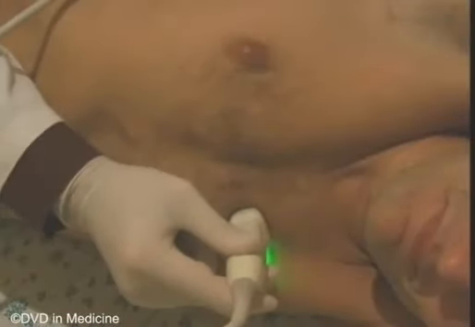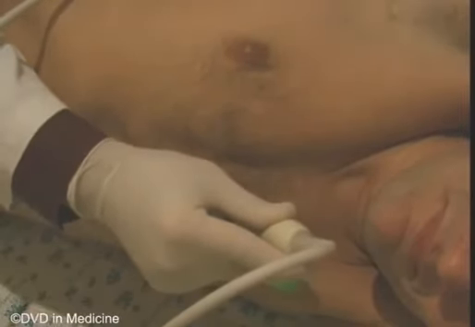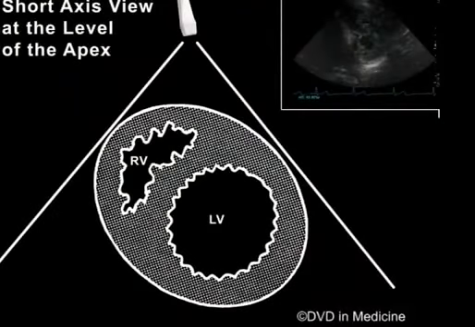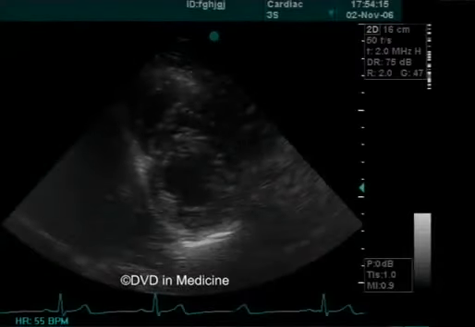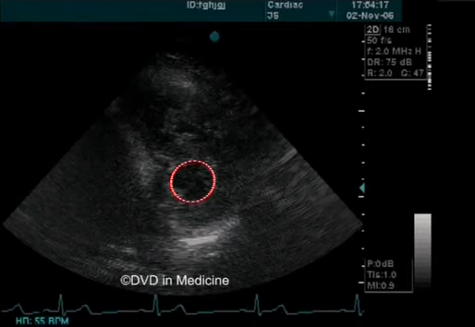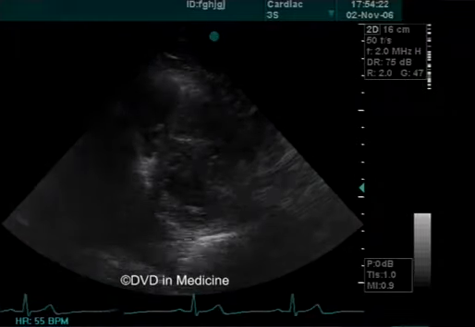If one sweeps the transducer downwards in the direction of the apex, one will obtain the short axis view at the level of the apex. In this image, one can see that the left ventricular cavity is round, but the right ventricular cavity resembles a triangle and has distinct trabecularity. One should pay attention to the contractility of the left ventricle. Are all segments of the left ventricle contracting synchronously?